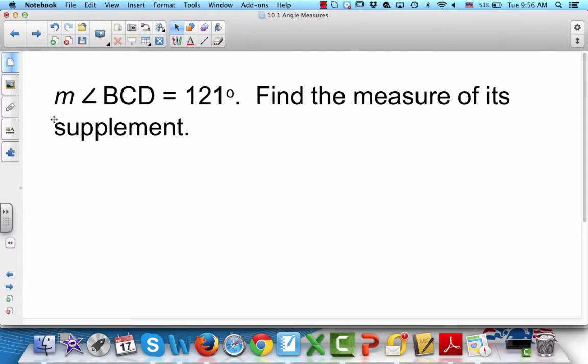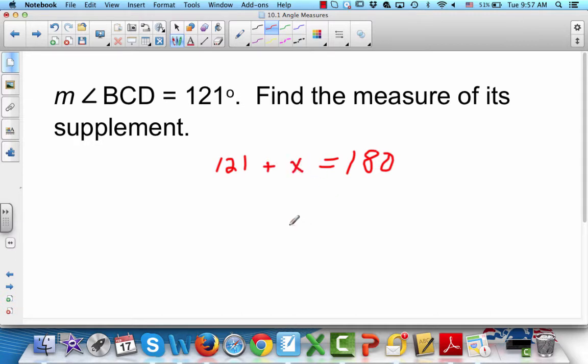Now, the way you read this, the little m right there means the measure of angle BCD is 121 degrees. Find the measure of its supplement. Remember, supplementary angles add up to 180 degrees. So that means that 121 degrees plus another angle equals 180. So if you want to do it the algebra way, minus 121, minus 121, x equals 59. Okay?